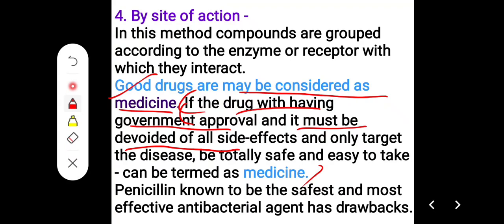By site of action means the drugs which are taken should definitely interact with some site or part of the body. Maybe they interact with an enzyme, maybe they act on a receptor, and that depends on it. So according to the enzyme or receptor to which they bind, we can justify the nomenclature by site of action.